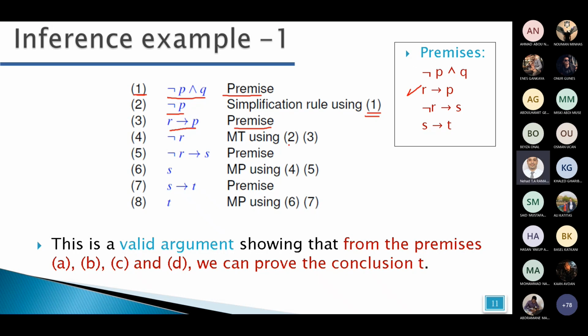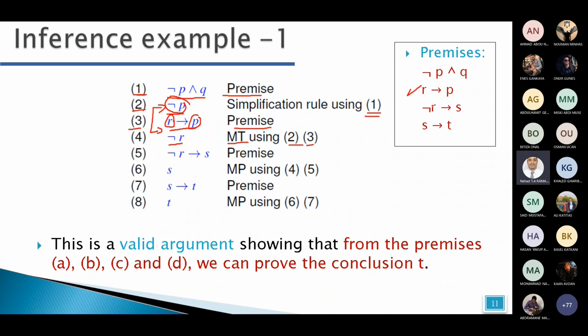Look, from 2 and 3, we can apply which rule? MT rule. MT rule says if we have not P and R implies P, both statements, then we can get not R. So using MT rule on statement 2 and statement 3, we can get not R.